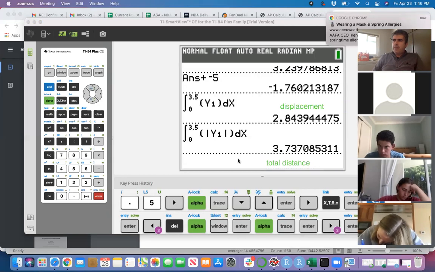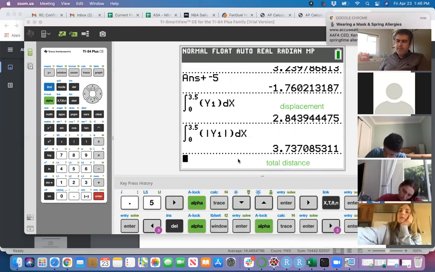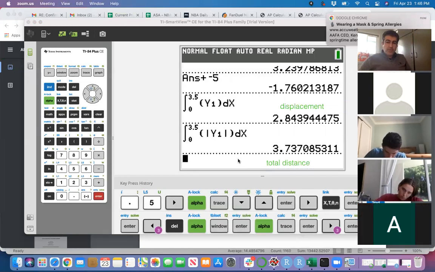Like if I walk from one end of the house to the other, and then back, my displacement would be 0 because I'm back to where I started from. But I actually burned some calories. I took some steps. That'd be total distance. You probably also want to say the time interval too. So 2.844 is the displacement for the time from 0 to 3.5, whereas the integral of the absolute value is the total distance, 3.737. The total distance traveled during that time interval from 0 to 3.5.